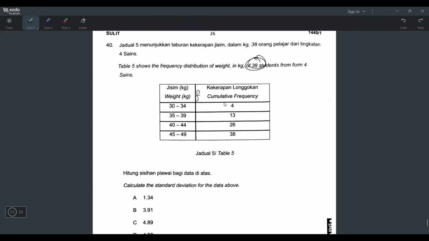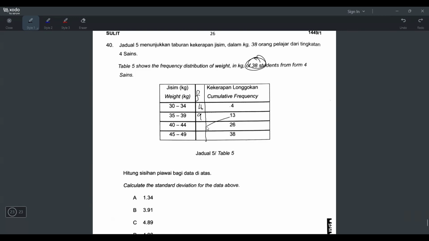Okay, tapi macam mana nak convert cumulative jadi frequency? Macam mana nak buat? Okay, very easy. The frequency will be the first one will be the same with the cumulative 4, right? But the next one you have to imagine 4 tambah berapa dapat 13. So 4 tambah berapa dapat 13? 13 minus 4 lah. Then you get 9.